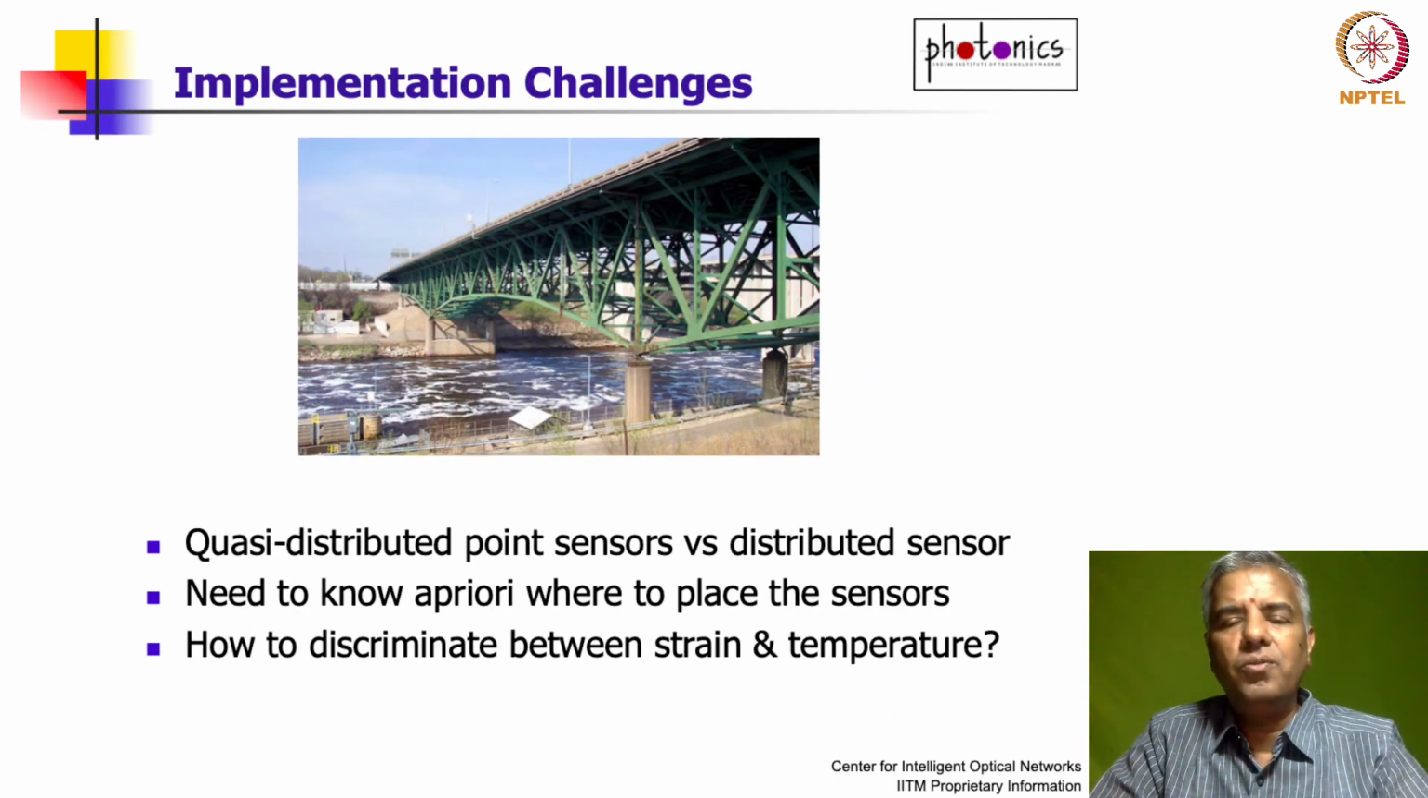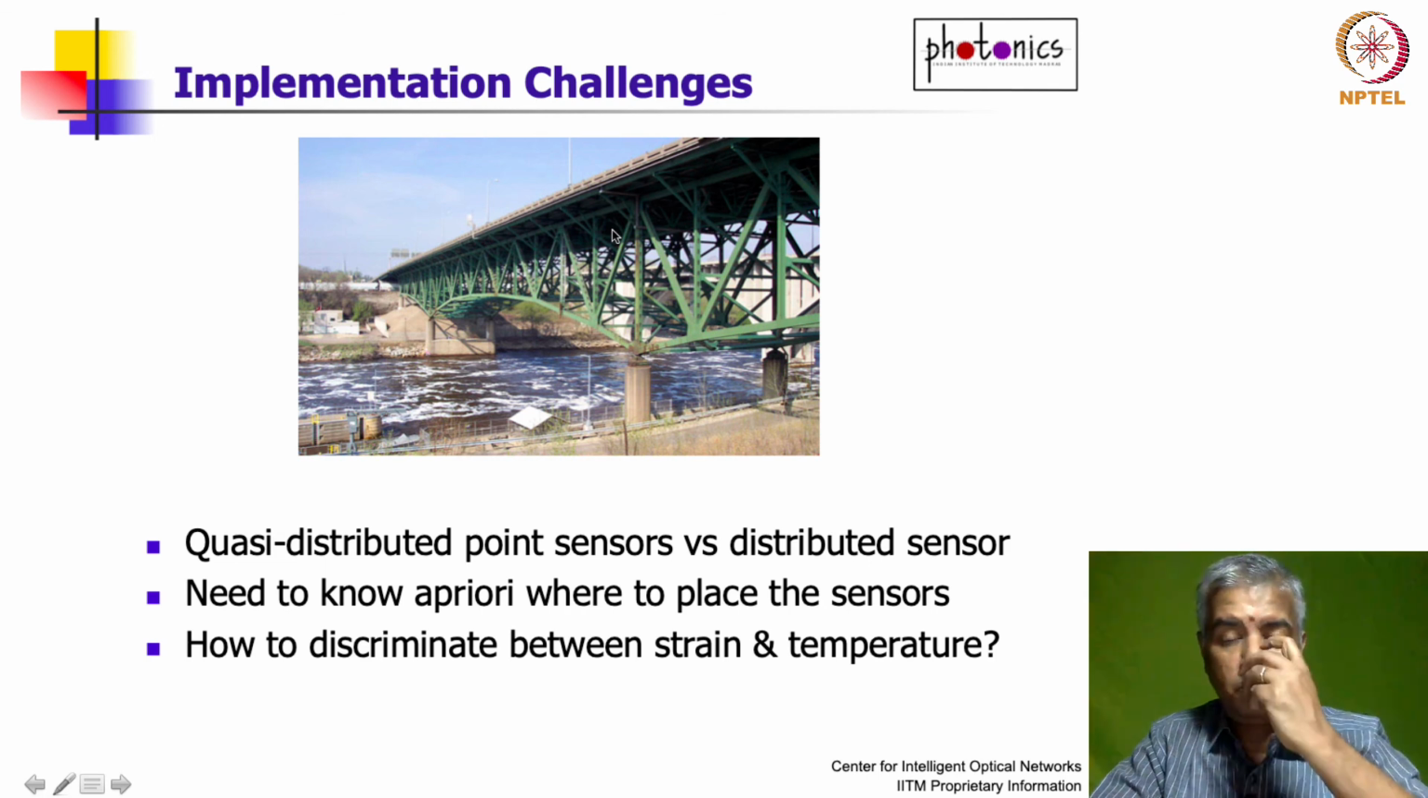I've talked about a bunch of different solutions as far as fiber sensors are concerned, but having the technology is just the beginning. When you want to implement it for a real situation, there are a lot of challenges. For example, say you have a bridge and you need to look at its strength, to see if any cracks are developing. Then you need to incorporate sensors all along the length of the bridge. The question is, do you want to use a quasi-distributed point sensor like a fiber Bragg grating sensor, or a distributed sensor?